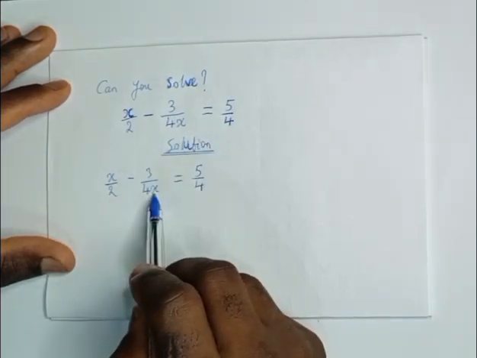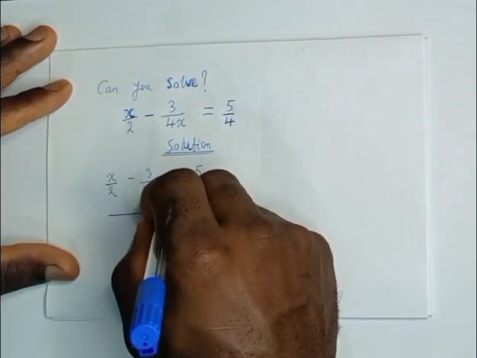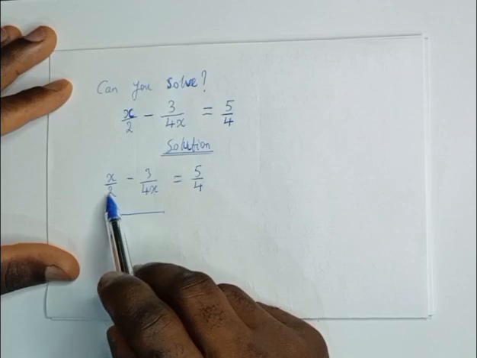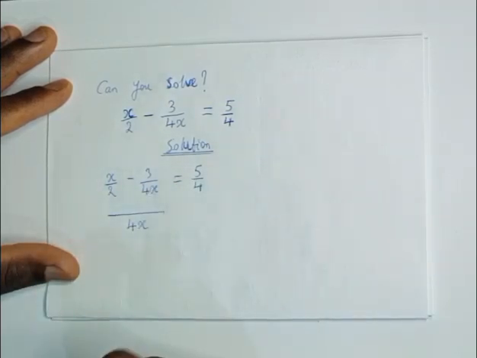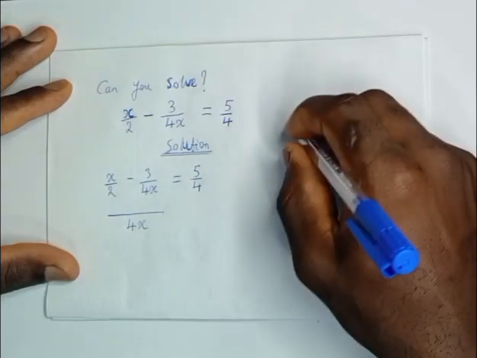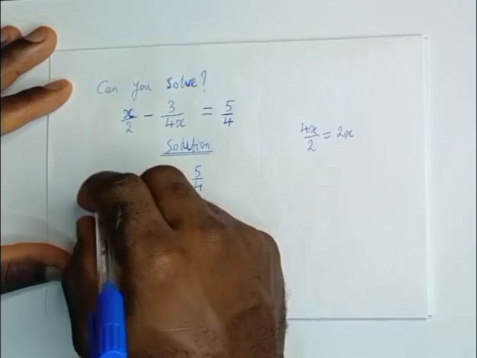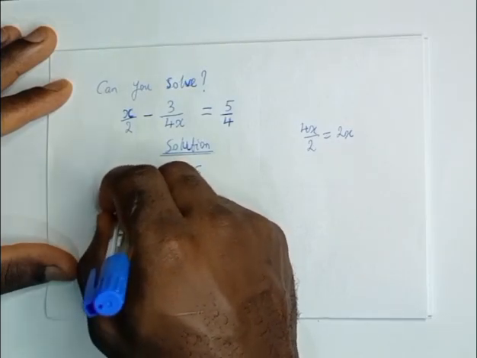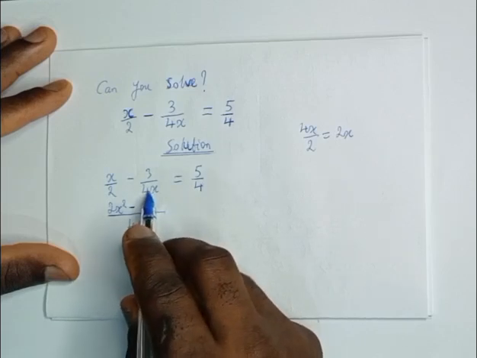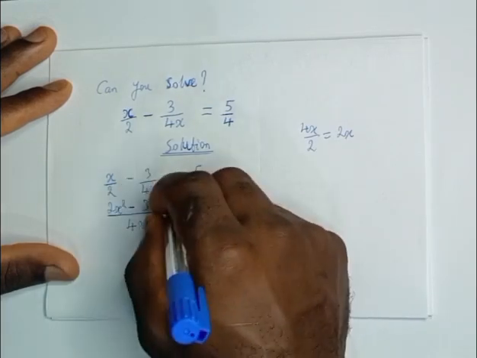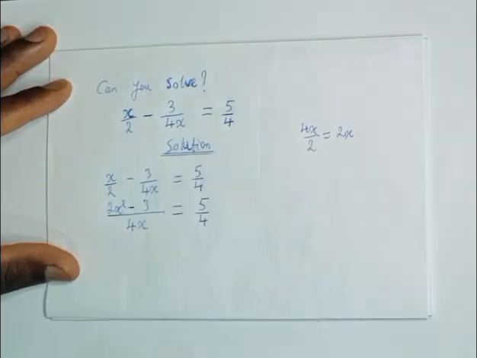At the left hand side, we have to subtract these two algebraic fractions. First, we are going to start by finding the LCM of their denominators. The LCM of 2 and 4x is 4x. 4x divided by 2 gives us 2x. 2x times x gives us 2x squared. We bring down the equation sign, minus. 4x divided by 4x gives 1. 1 times 3 remains 3, is equal to 5 all over 4.